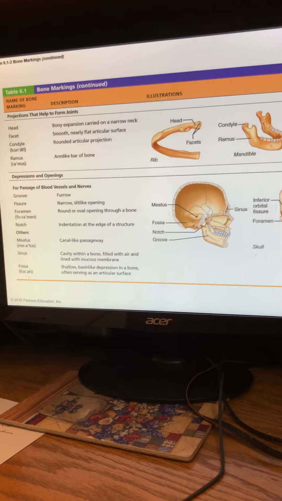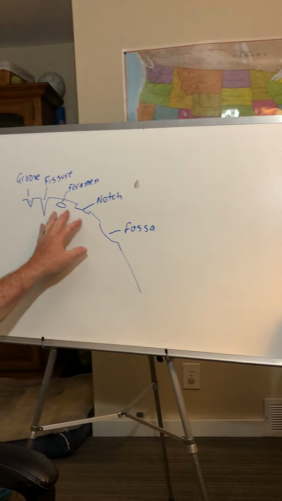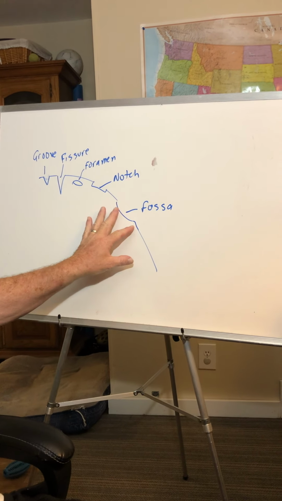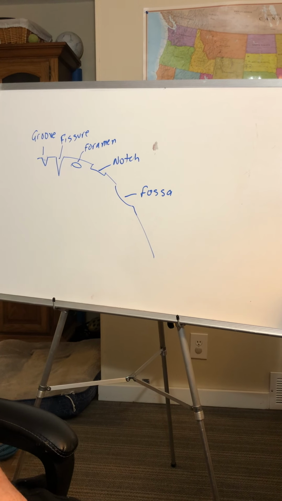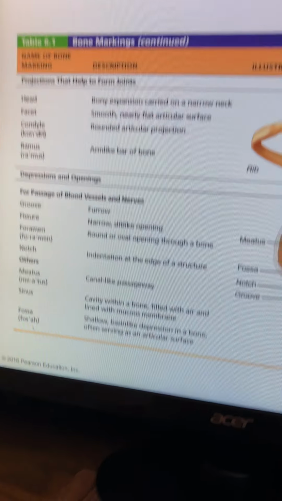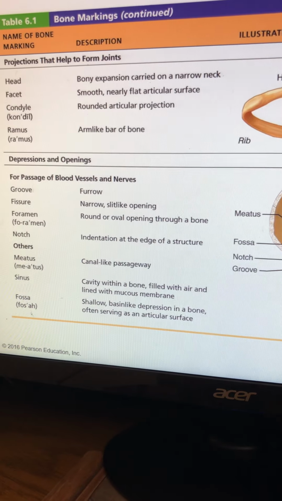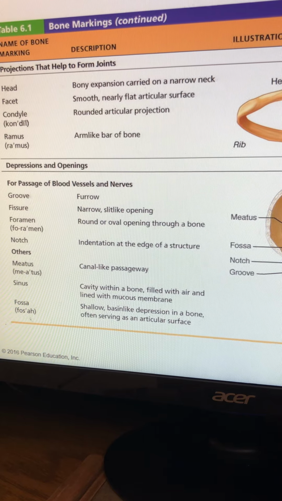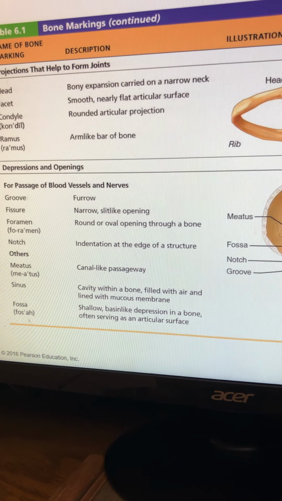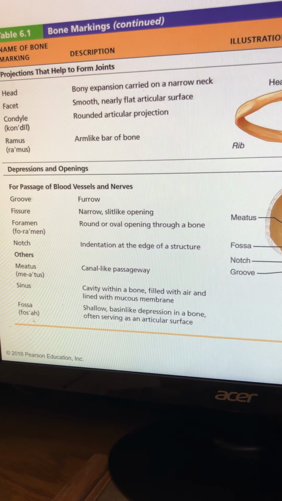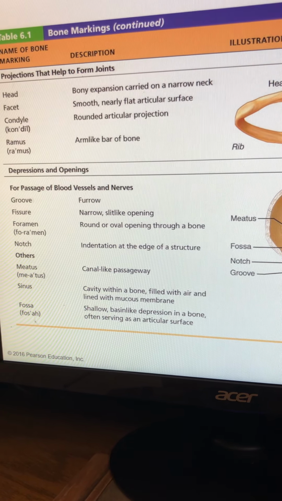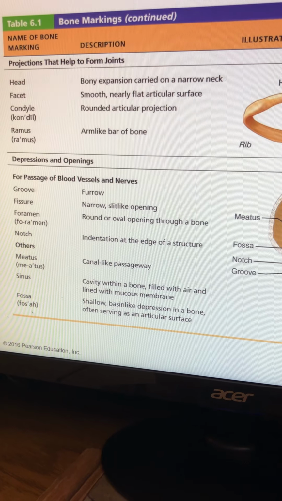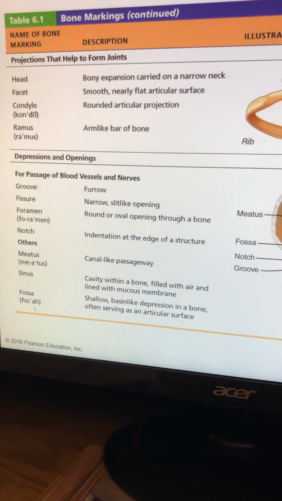And the last one that is listed there is the last one I have here, and it's an indentation in the bone. If the bone was just straight, you can see the definition over there is a shallow basin-like depression in a bone, often serving as an articular surface. So in the case of a fossa, you would have some other bone going into the fossa, and you would have a joint that would allow you to move.